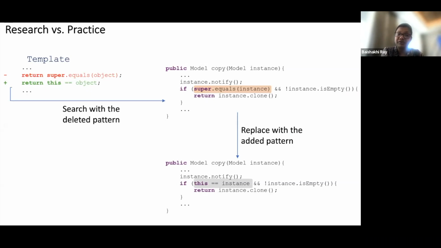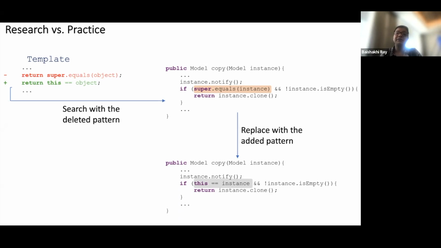The template is that I will delete these lines marked in red, which is like return super.equals(object). And then I am going to replace it with the green line, which is return this.equals(object), right? So this is the template I give. The job of a tool would be to find these patterns marked in red, and then delete the pattern and replace it with the new pattern, the green line pattern.